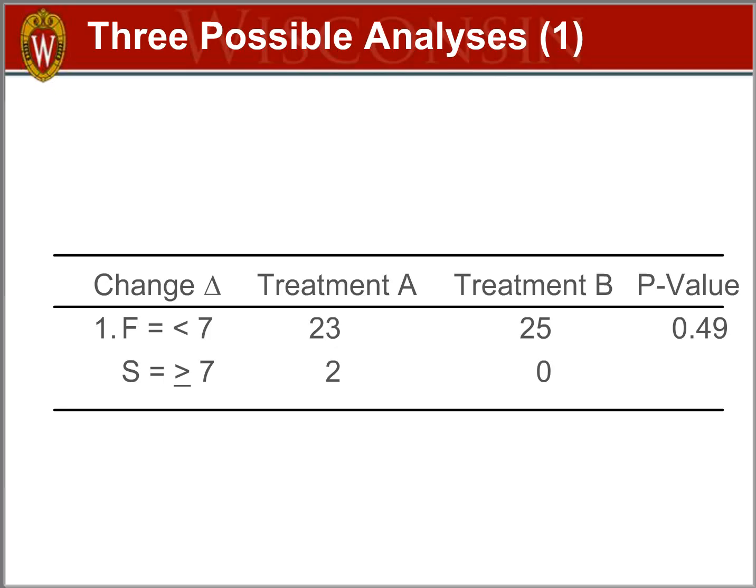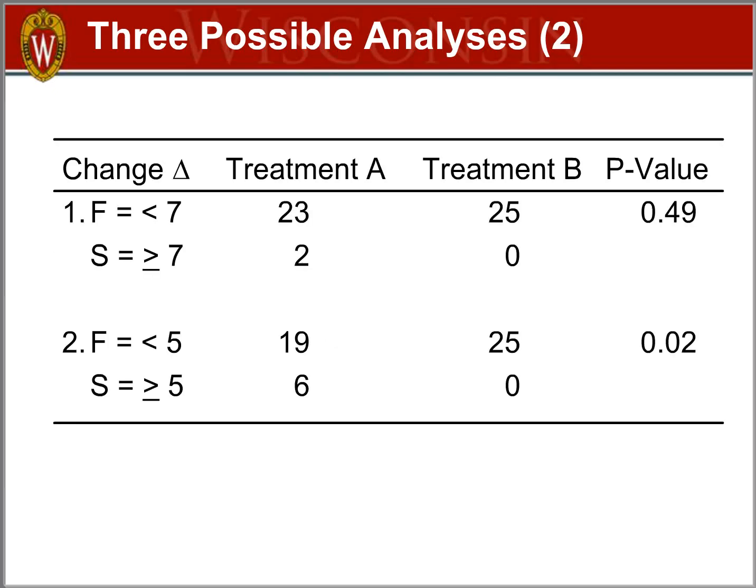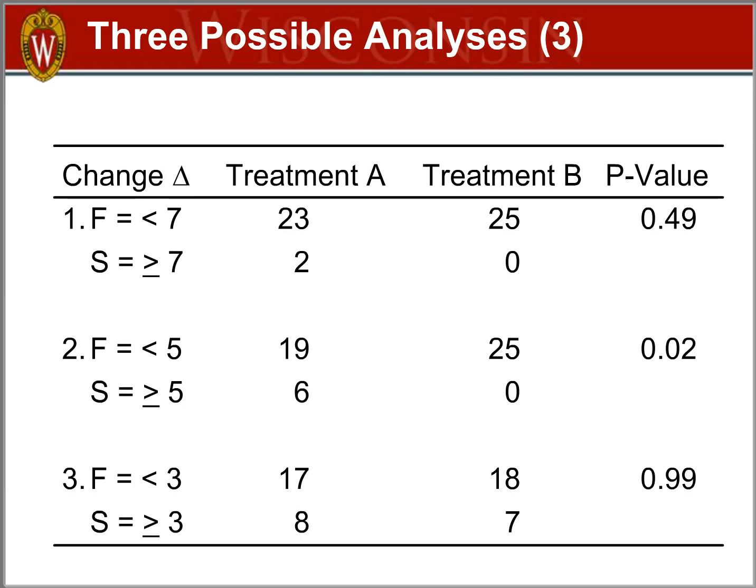You're disappointed, but you're not willing to give up. Say, well, how about we try a different definition? Let's look at a change of 5. In this case, we have 29 failures on A and 25 on B, or 6 successes on A. P-value 0.02. This looks very interesting. In fact, my abstract might actually get accepted with this definition of success. Being enthusiastic, we say, well, how about we try an even better definition of success and failure, a change of 3. Well, here, too bad, results disappear. We again have a non-significant result.